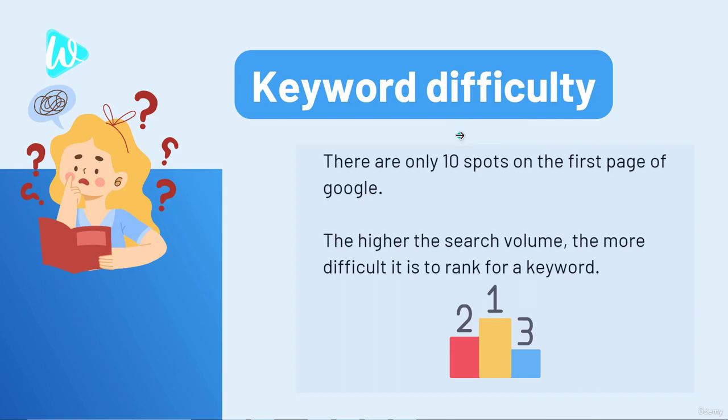And so right now, let's go ahead and talk about keyword difficulty. So what exactly is keyword difficulty? Now, there are only 10 spots on the first page of Google, right? So if you search for something, only the 10 best of the best are the ones that show up on the first page of search results, or we call it the SERP.